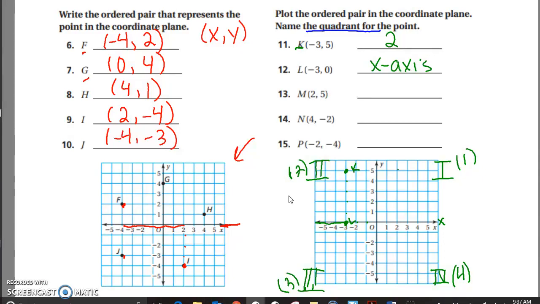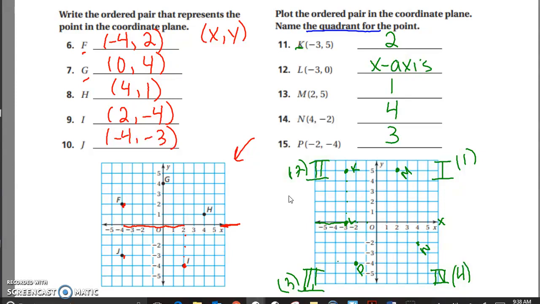1, 2, 3, 4, 5, and that is point M, and that is in quadrant 1. Okay, N is at 4, -2, so 1, 2, 3, 4, and then down 2, so we find where -2 is, right here, and we label that point N, and that is in quadrant 4 here. Okay, and then our last question here, number 15, point P is at -2, -4, and that's point P, and that is in quadrant 1, 2, 3.